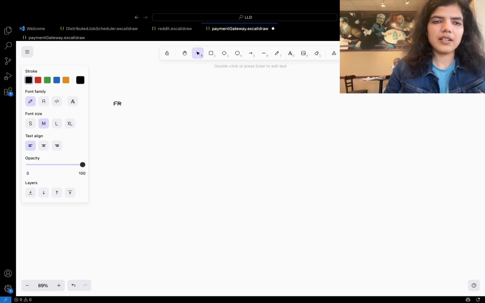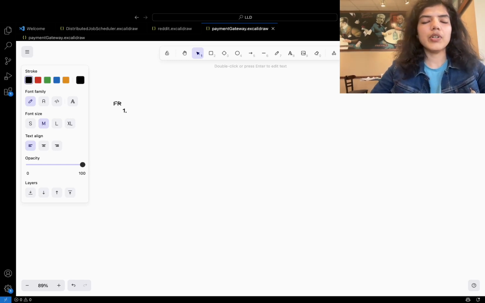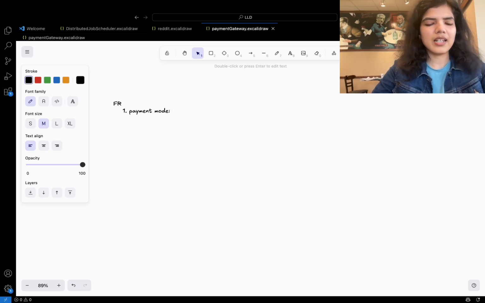In our case, the first functional requirement would be basically what would be the different modes of payment. So we can ask this question, and basically in our case, we would want to support the credit card, debit card. It can be bank transfer, it can be wallet transfers.